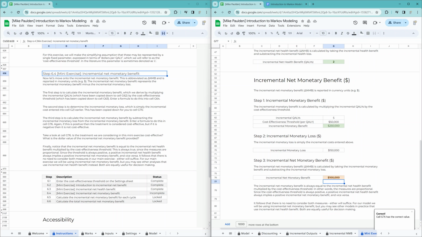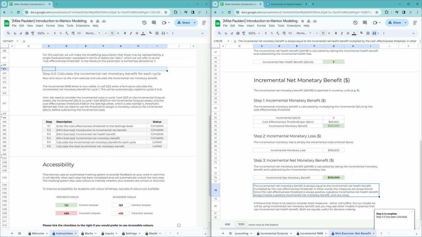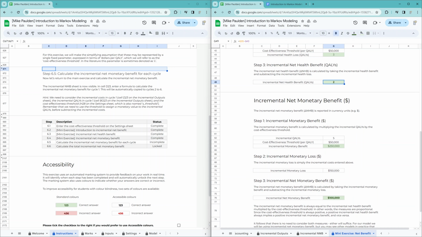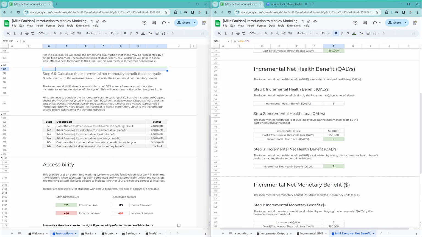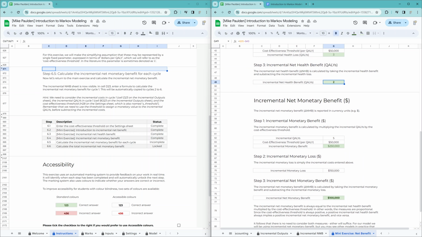But before we continue, I think it is worth reading the text at the bottom here that mentions that they are proportionate. So, you know, an incremental net health benefit of 2 qualies corresponds to an incremental net monetary benefit of $100,000 because the threshold is $50,000. Each qualie is worth $50,000, and it's no coincidence that 2 multiplied by $50,000 gives you $100,000. Right? That's not a coincidence. So these two measures are proportionate. If you multiply the net health benefit by the threshold, you get the net monetary benefit. If you take the net monetary benefit and divide by the threshold, you get the net health benefit.